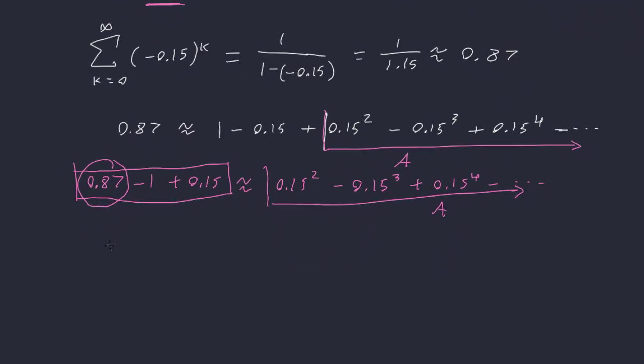So really what I would say is, I'm going to put this in exactly. So A is going to be, instead of putting the 0.87, I'm going to put the 1 over 1.15 minus 1 plus 0.15. Right, and I'm going to plug that in the calculator directly just to get something.